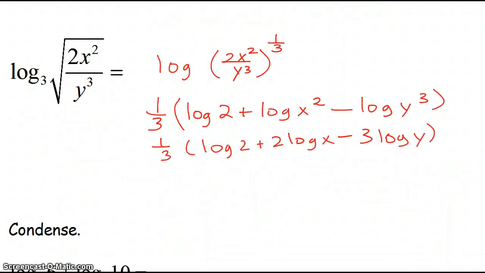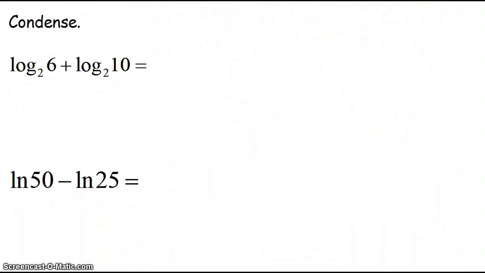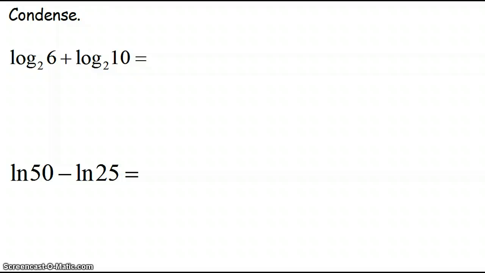So let's go the other way now. Condensing is just the opposite. We're trying to write it now as just one log. So I'm going to rewrite the log word with its base, and then I say it's addition. So I'm going to rewrite it as multiplication. So inside I'm going to put 6 times 10. So I'm going to get the log base 2 of 60.